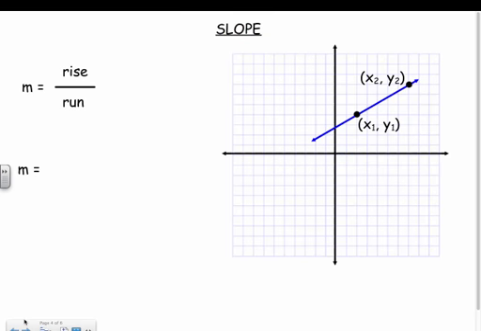So let's get into slope. We've done the rate of change. Slopes and rates of change are the exact same thing. And if we think of slope, it's always the rise over the run. I don't know if you remember learning that last year. If you did, hopefully it's clicking for you.